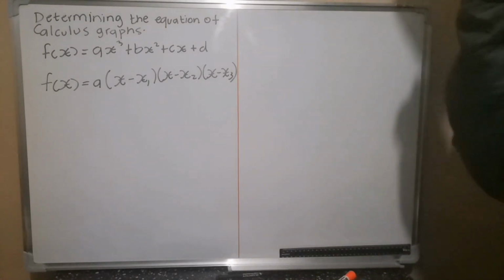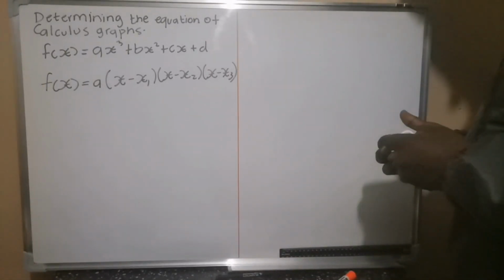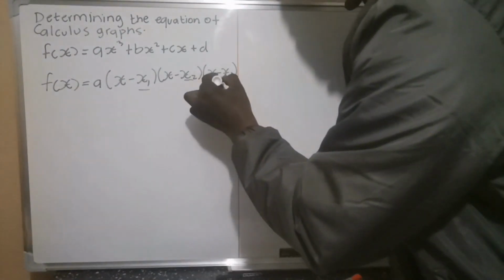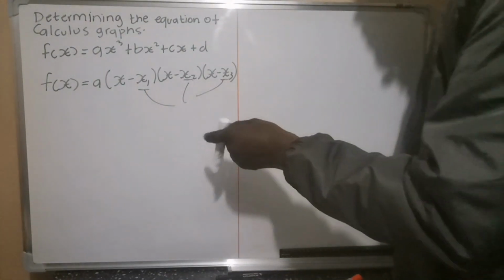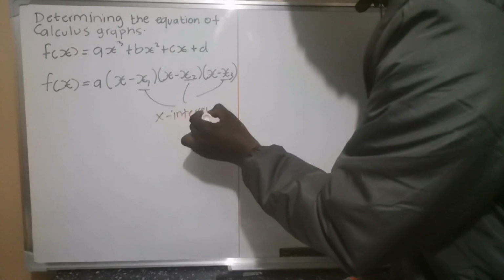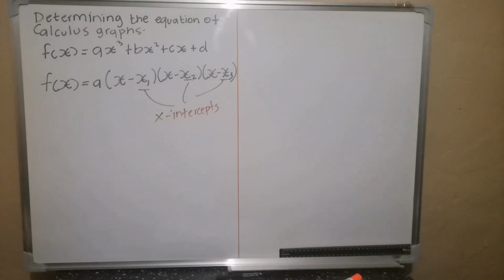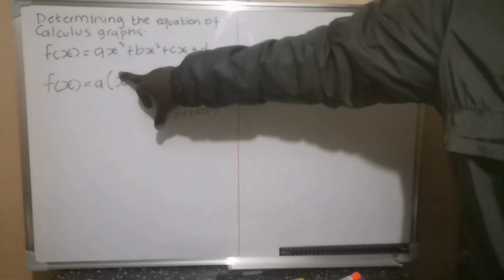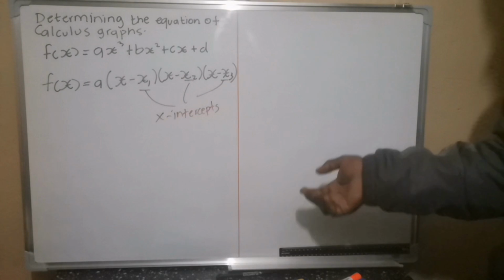Now, this x1, x2, x3, all of these 3 x's are our intercepts. These are the intercepts of the graph: x1, x2, x3. Then x is the same value. x is just a value. It's just a point on the graph.